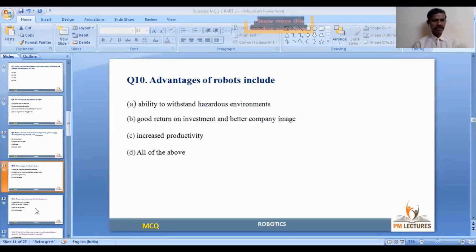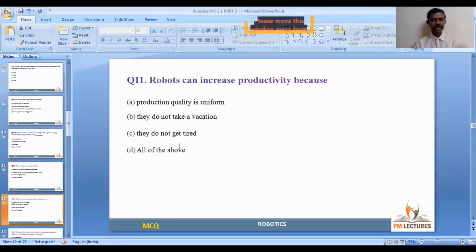Then 11th question. Robots can increase productivity because option A, production quality is uniform. Option B, they do not take a vacation. Option C, they do not get tired. Option D, all of the above. So the correct answer for the 11th question is all of the above. That is option D.